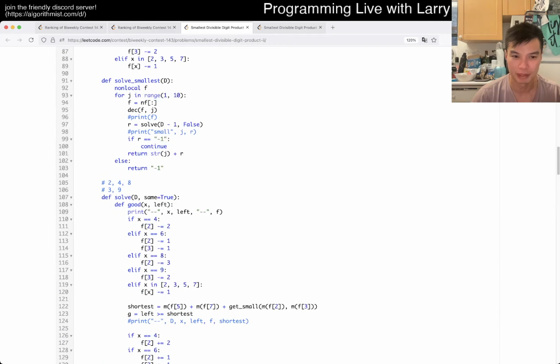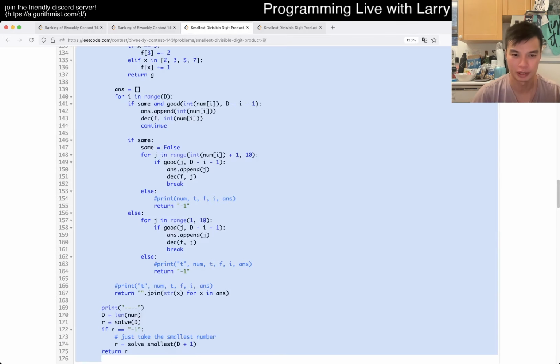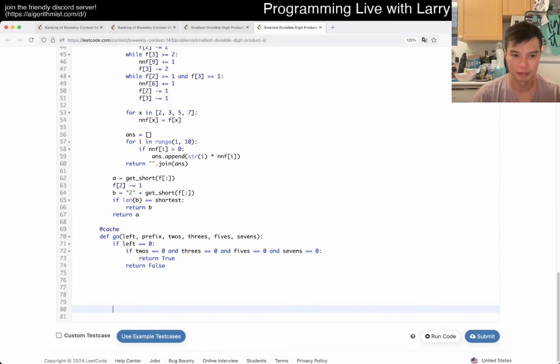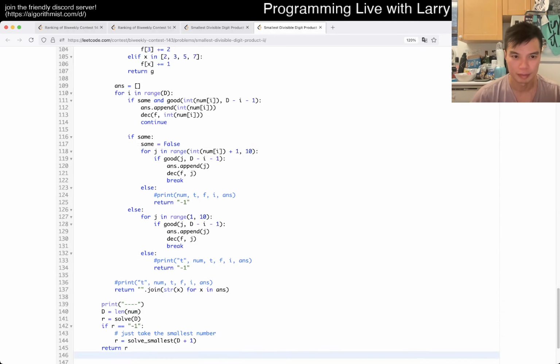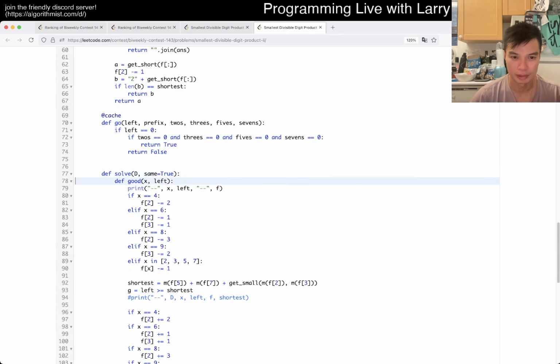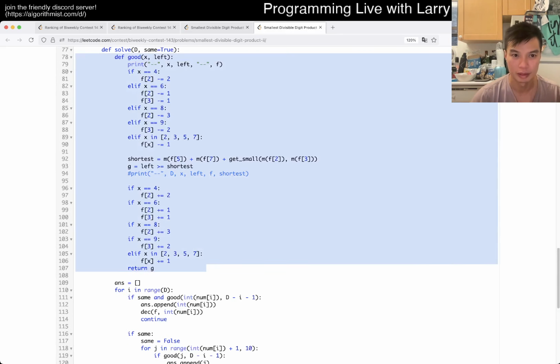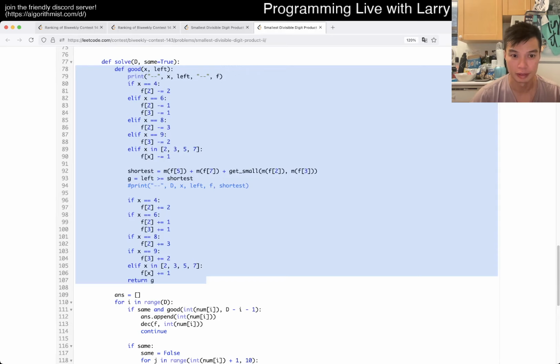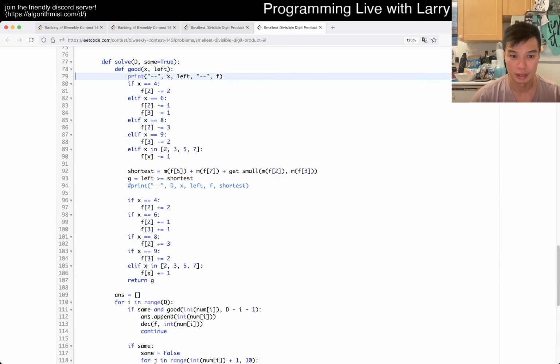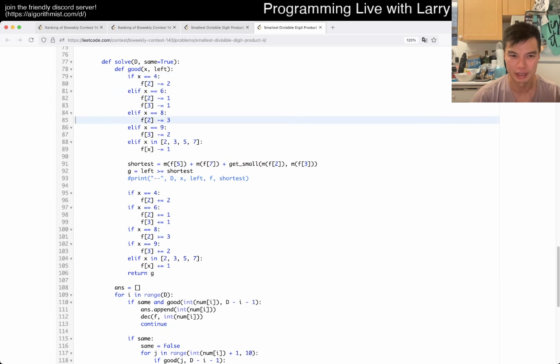Actually, I guess we can copy and paste this part too. It's just that the good function is different. Right. Remove the good part. X and left. What is X again? X is the current digit. Which we can do this. And then now.